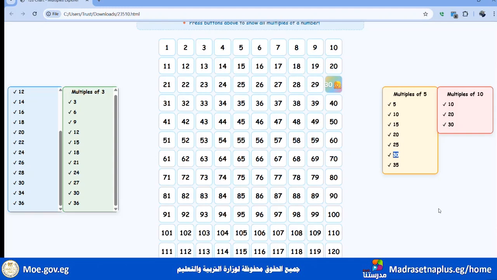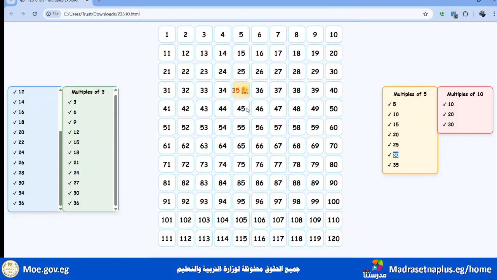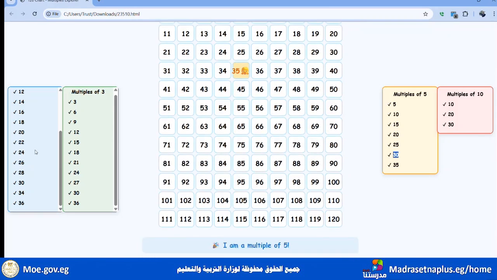Let me ask you a simple question. What about 35? Before clicking on 35, can you guess which multiples it will belong to? Let's go to 35. Let's check multiples of 2. We can't see 35. Multiples of 3, we can't see 35. No 35 for those multiples. 35 is a multiple of 5 only.